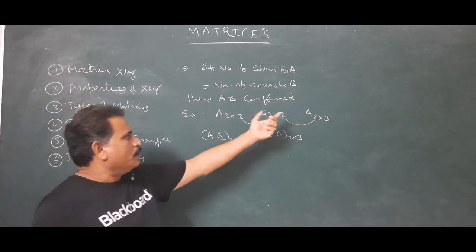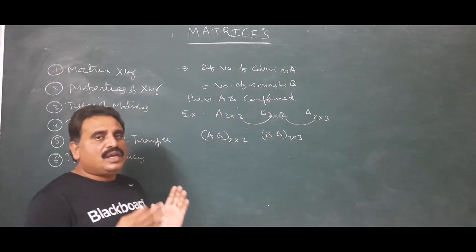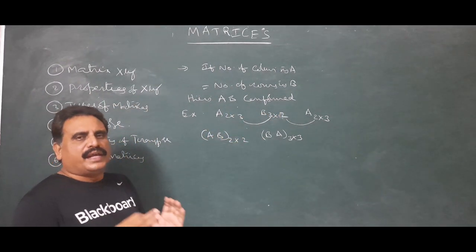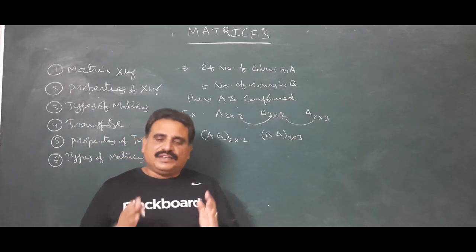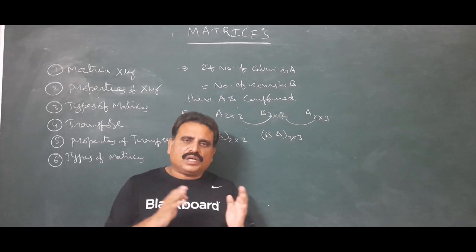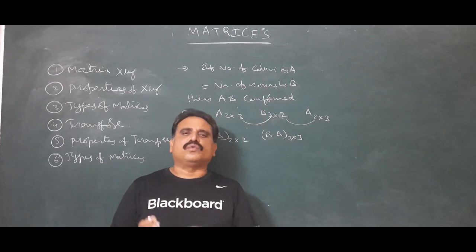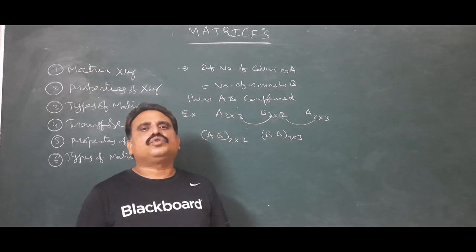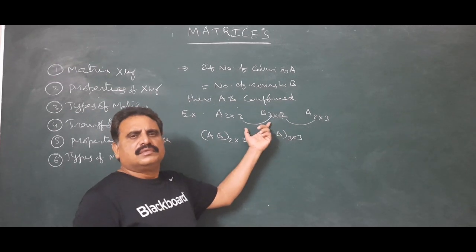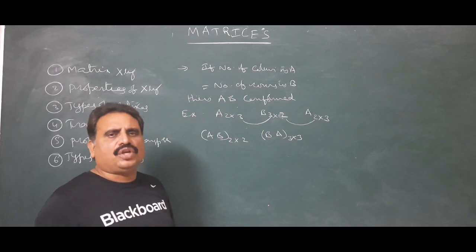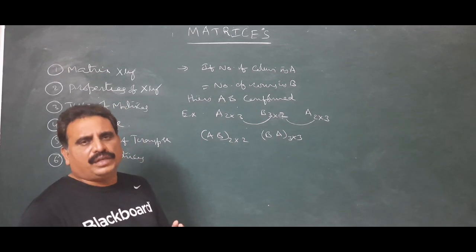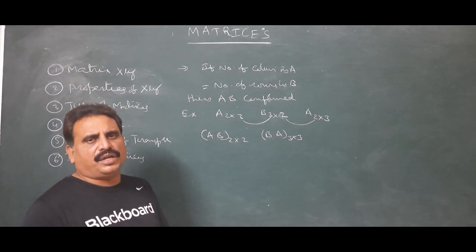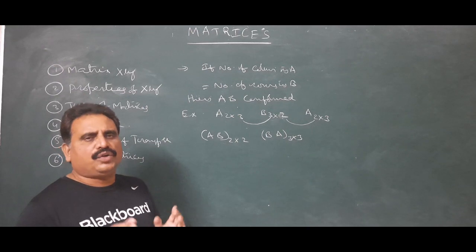A is 2 by 3, B is 3 by 2. The order of AB is 2 by 2, whereas the order of BA is 3 by 3. So that indicates that if both AB and BA exist, they need not be equal. AB is not equal to BA, the order is not the same, so they are not equal. Even if the orders are also the same, they need not be equal. So matrix multiplication does not satisfy the commutative property.